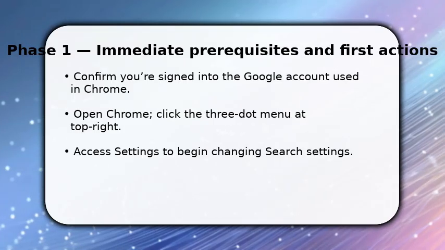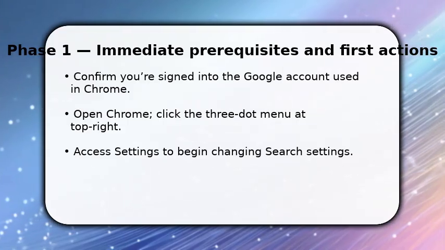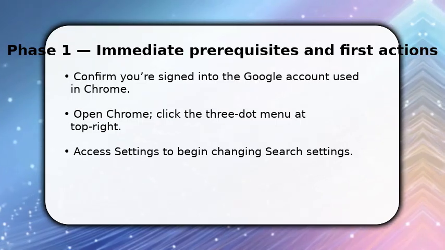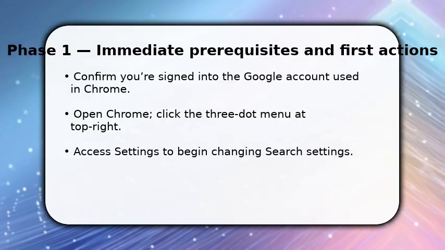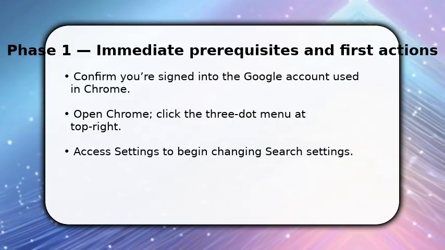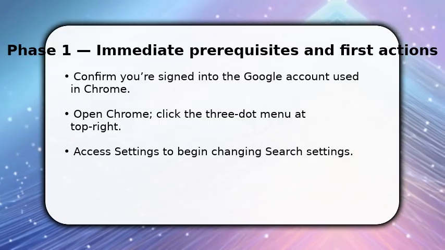You start by confirming your account and opening Chrome. This matters because Safe Search can be tied to your Google profile. Once Chrome is open, click the three-dot menu at top right and choose Settings. Make sure you're signed into the Google account you intend to change, otherwise the preference may not persist.